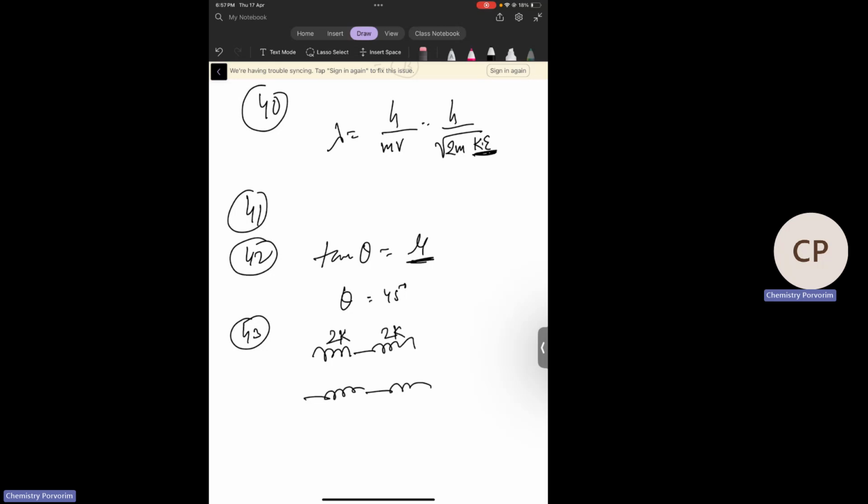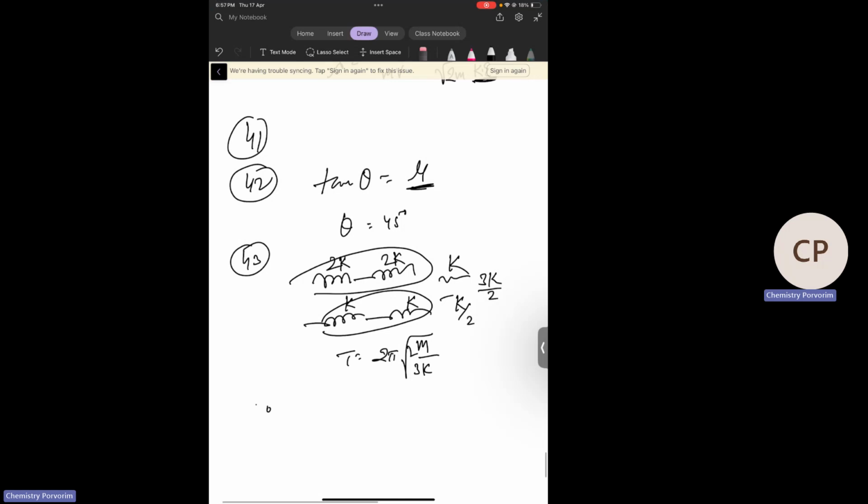2k, 2k, k and k. Resultant of this is k and this is k by 2 and this is parallel, so 3k by 2. So time period is 2 pi under root m by k. Option B. 44.